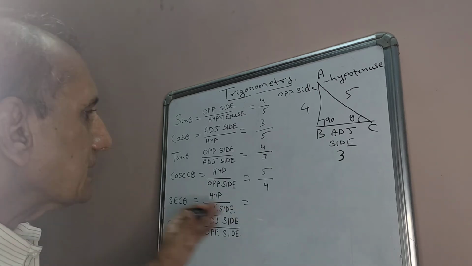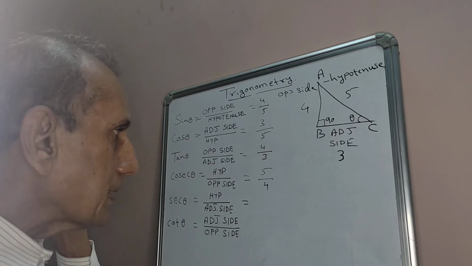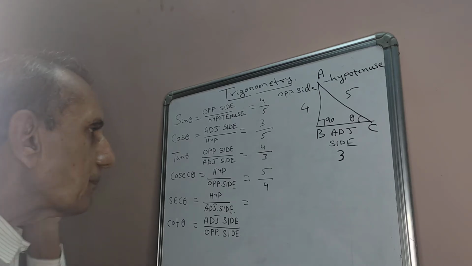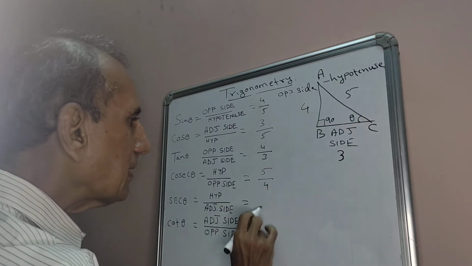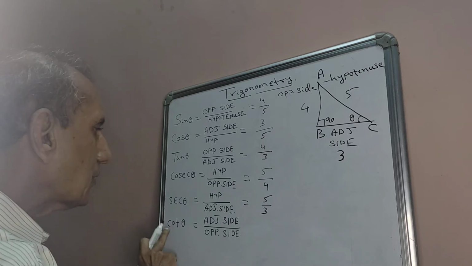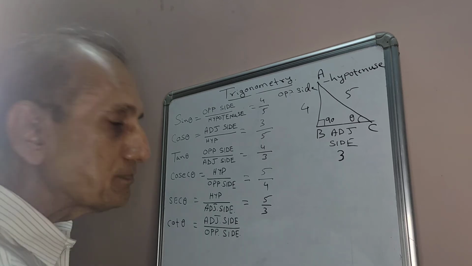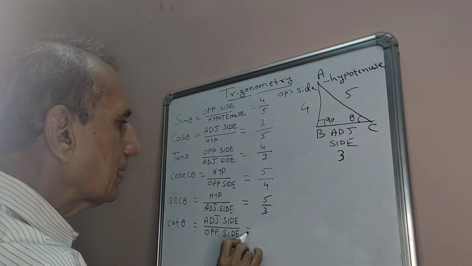Now check what is secant theta. By now it should be easy for you. Secant theta should be hypotenuse by adjacent side. What would that be? 5 by 3. And cot theta, what is cot theta? Adjacent side by opposite side. That will be 3 by 4.